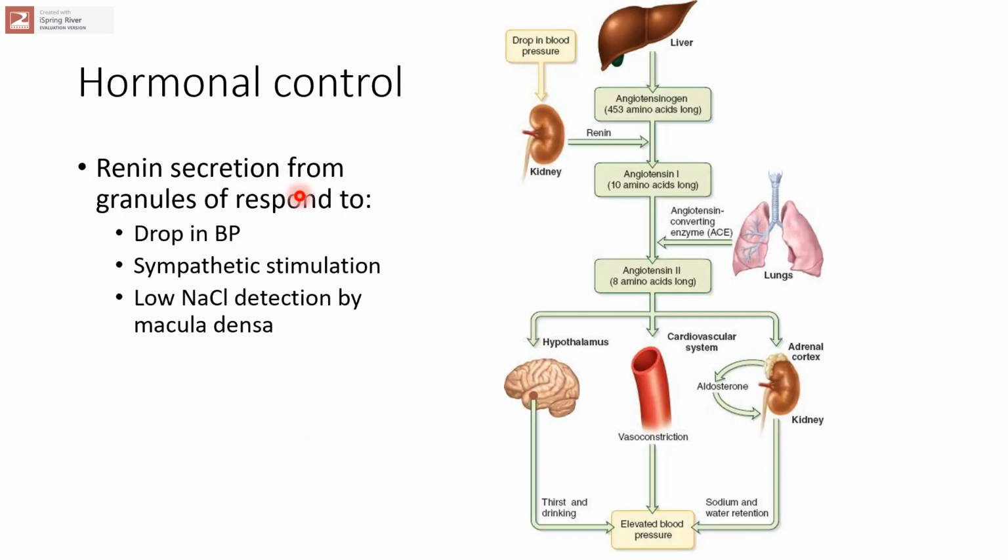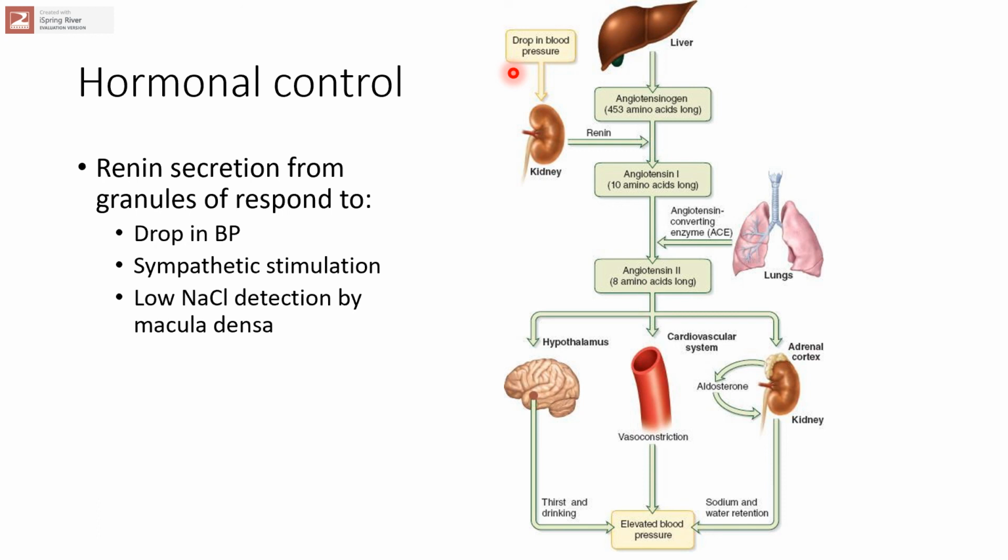Now, you have already studied the renin-angiotensin and aldosterone mechanism in the past. You've looked at it in the respiratory system, you looked at it in the cardiovascular system, and now again in the urinary system. Now, if you remember from the earlier slides, renin is actually secreted by the granular cells in the juxtaglomerular apparatus. And this renin secretion from the granules responds to a drop in blood pressure, any sympathetic stimulation, or low NaCl detection by the cells of the macula densa.